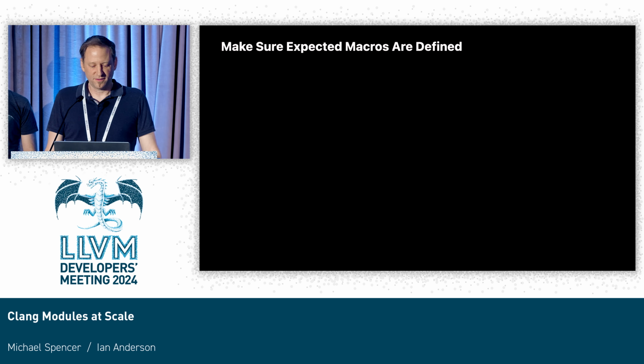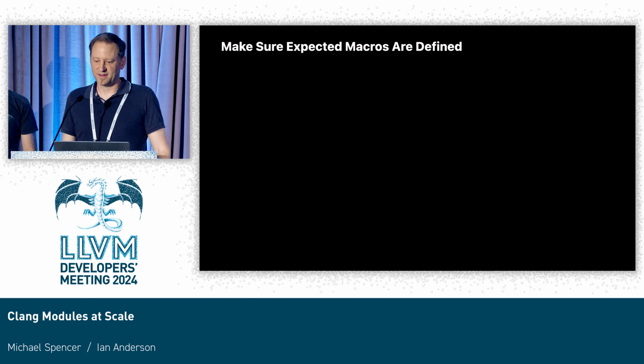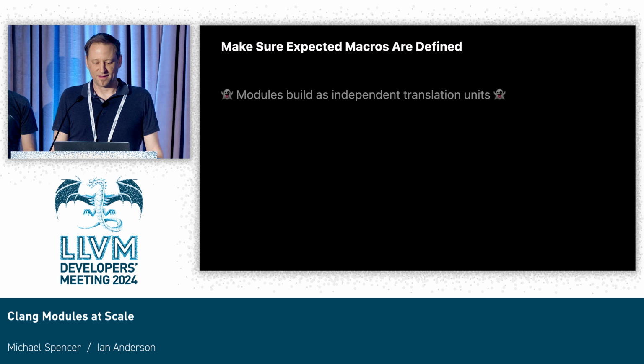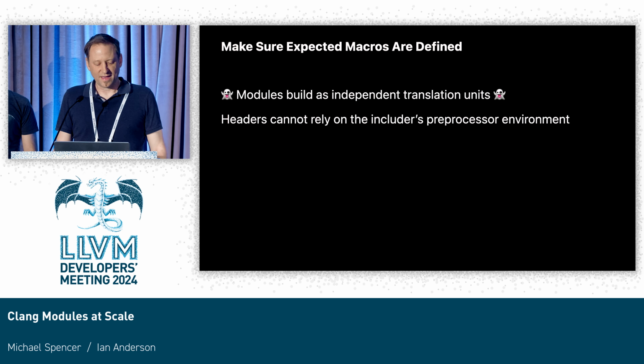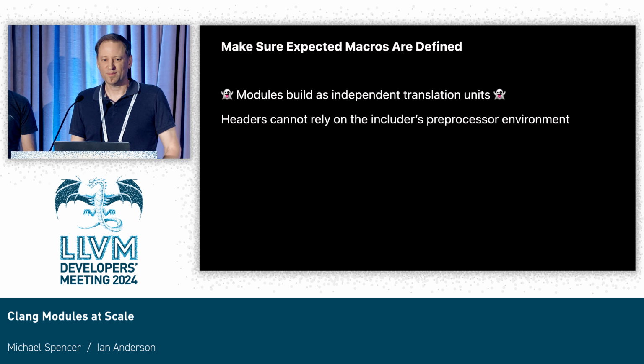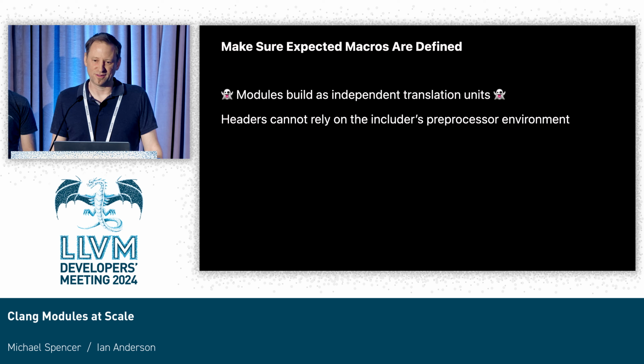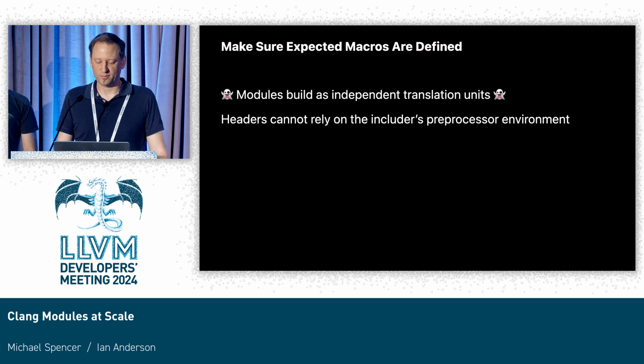So our next pitfall is make sure that your expected macros are defined. And here's where it comes out to get us: modules are built as independent translation units. That means that headers cannot rely on the includer's preprocessor environment. A real common case that we ran into is cdefs.h is needed by just about everything, but sometimes you forget to include it and you get away with it because just about everything else includes it, and so your macros and your basic types are there. But once you're building in an independent preprocessor environment, it suddenly becomes very important to include what you use.